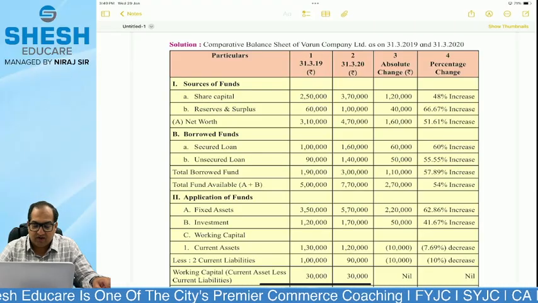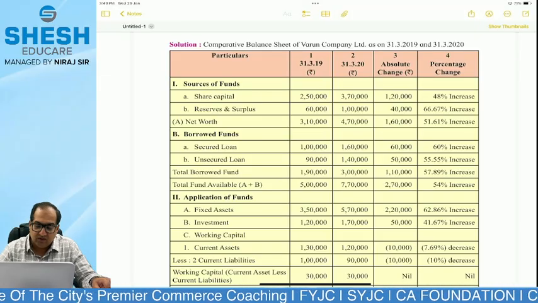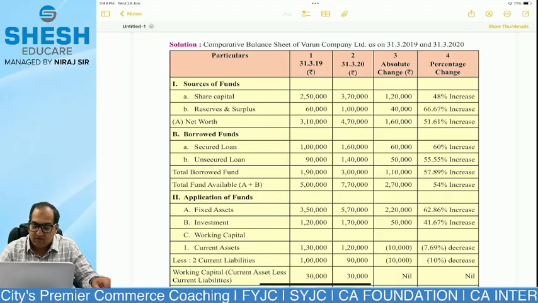So absolute change is 120 increase. Same thing with reserves and surplus. There is an increase of 40,000. Net worth is 310, so 160.